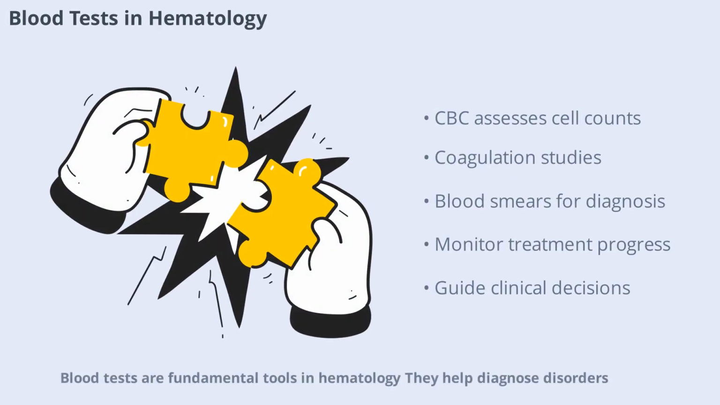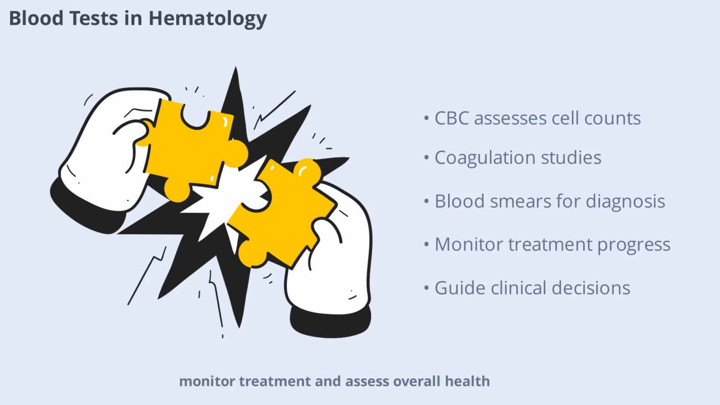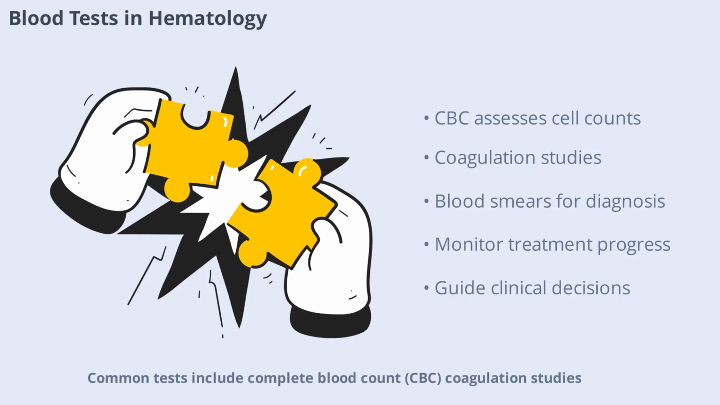Blood tests are fundamental tools in hematology. They help diagnose disorders, monitor treatment, and assess overall health. Common tests include complete blood count, CBC, coagulation studies, and blood smears. These tests provide valuable information about blood cell counts, hemoglobin levels, and clotting ability. Hematology relies on accurate testing to guide clinical decisions and ensure effective care for patients with blood disorders.